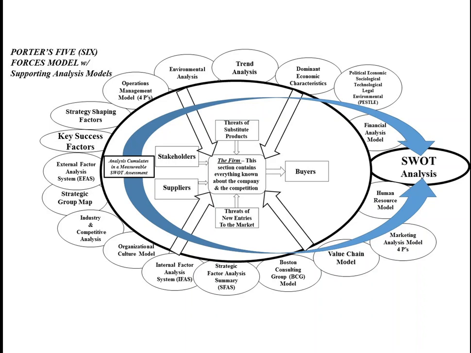Organizational culture is another good one. Industry and competitive analysis. Key success factors. Every company needs key success factors to make them go. Some things they have to do right. The strategic group map is where you compare yourself to the competition. Operations management, you're looking at parts, processes, people, and the fourth one, product. Looking at all four of those in order to make sure that you're solid in that area.